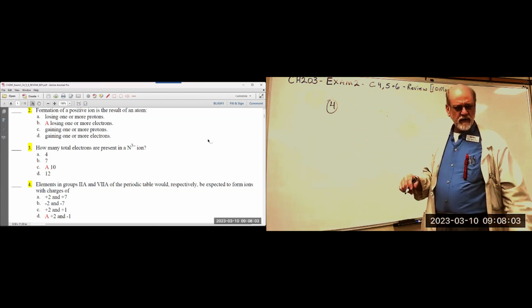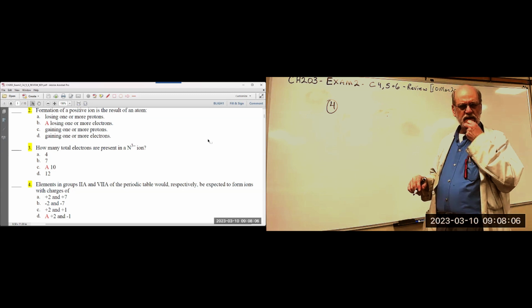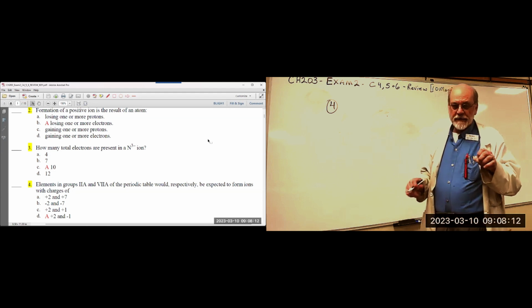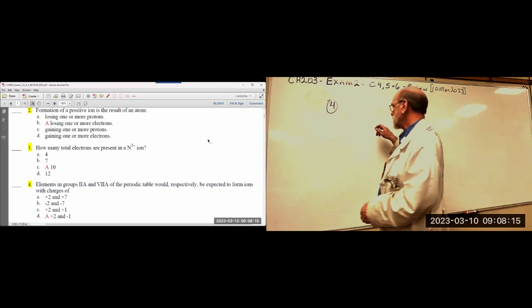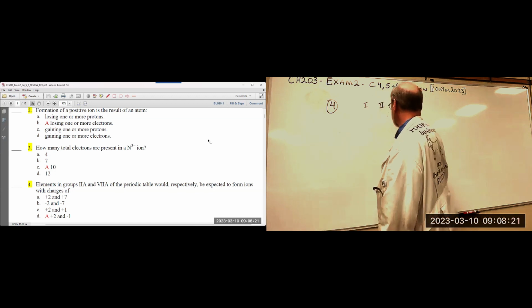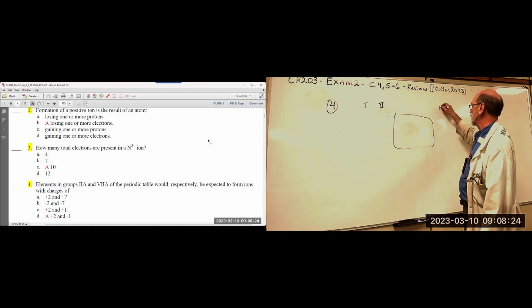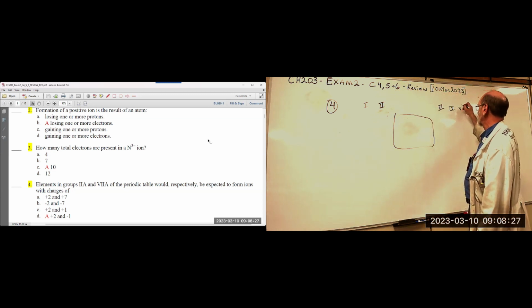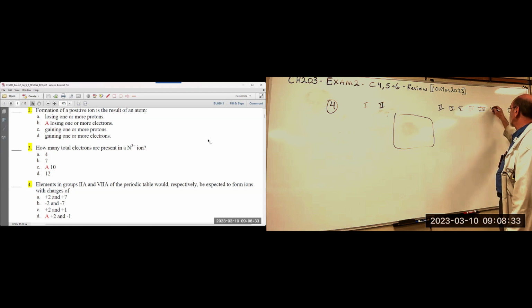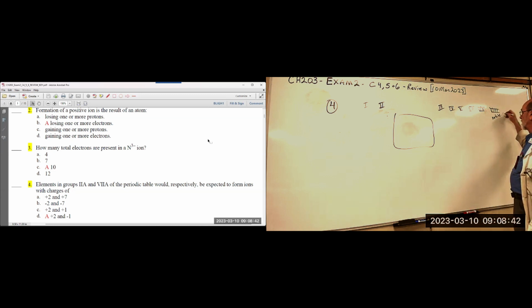4. Element groups 2A and 7A are expected to form ions with charges of... Okay. You have to think about where these are located. So you've got 1, you got 2, and then we skip the transition elements, and you got 3, 4, 5, 6, 7, and 8. Let's see, 7 and 8. These are the noble gases, right? So they're not going to form any ions.